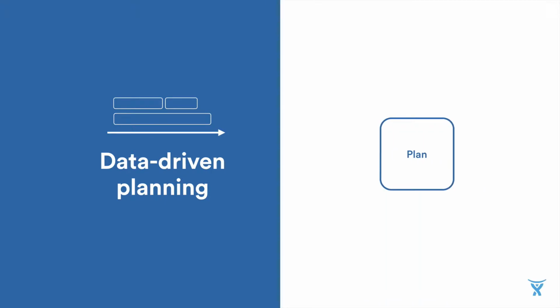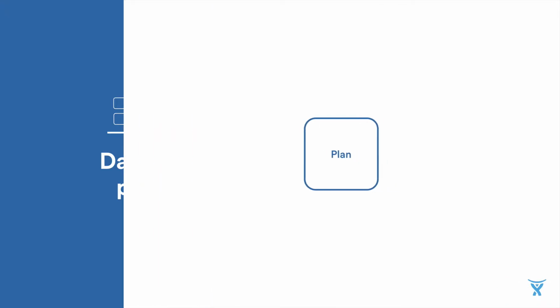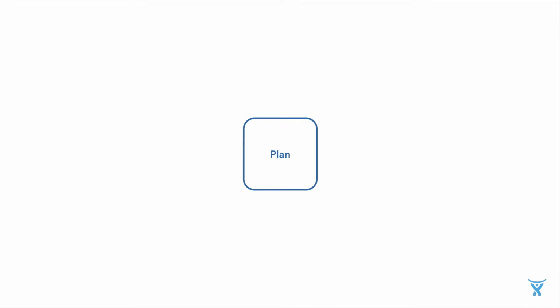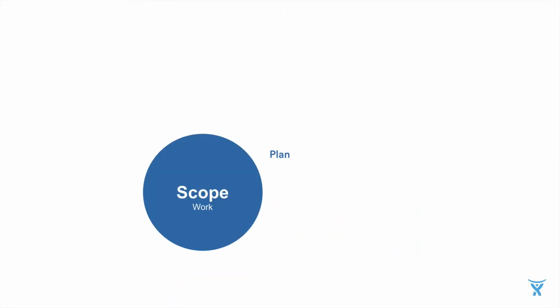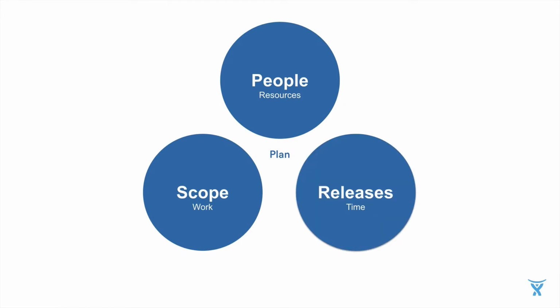First of all, as we're talking about planning, it all starts with a plan. A plan contains three basic building blocks. Those are the scope, the people, and releases. If you're an experienced project manager, you'll recognize that these essentially are the most basic building blocks of planning, also referred to as the iron triangle of planning. These are the three dimensions you can play with when you modify a project plan.